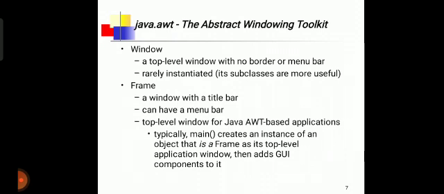We have Frame, a window with a title bar. It can have a menu bar and is the top level window for Java AWT based applications. We create an instance of a Frame object as the top level application window, then add a GUI component to it.